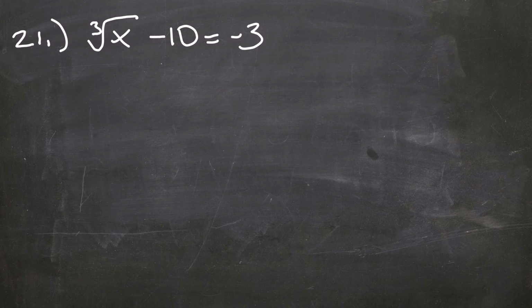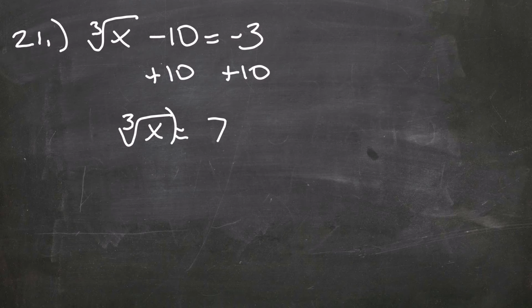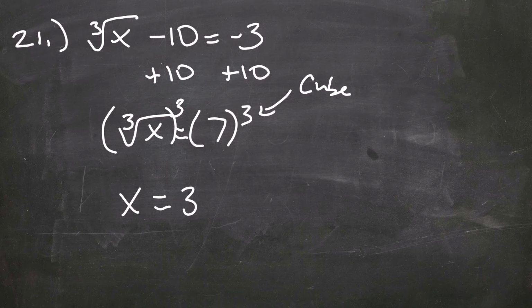Alright, I have the cube root of x minus 10 equals negative 3. Once again, I have to isolate the radical, so I add 10 to both sides. I get the cube root of x equals 7. Now I have to cube both sides. Notice I have to cube both sides because it's a cube root. So I get x equals 343.